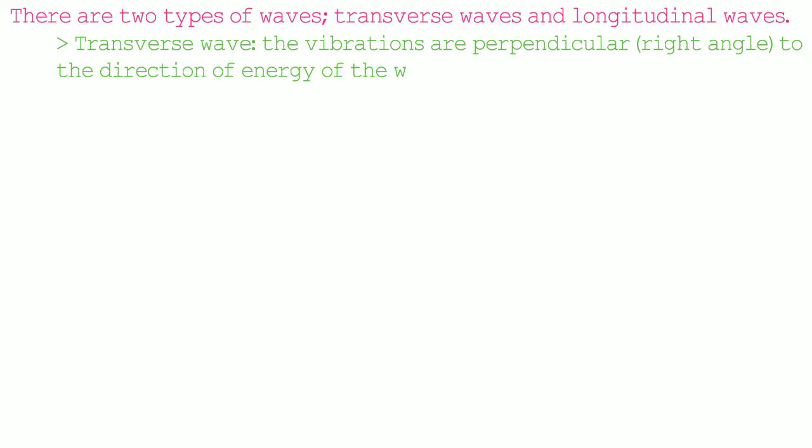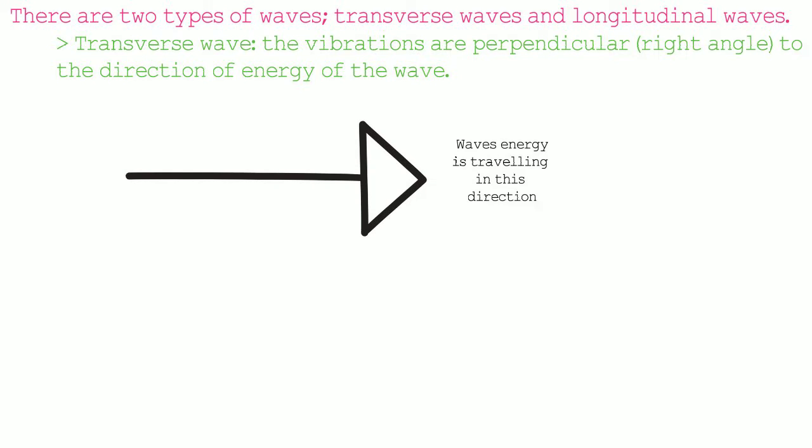There are two types of waves, transverse waves and longitudinal waves. With transverse waves, the vibrations are perpendicular to the direction of the energy of the wave. Perpendicular means that they are at right angles to the direction of the energy of the waves. Here we have an arrow pointing to the right, indicating that the direction of energy is towards the right. With transverse waves, the waves will be going up and down if the energy is going to the right, and we can see this by the two greyish arrows that have popped up.